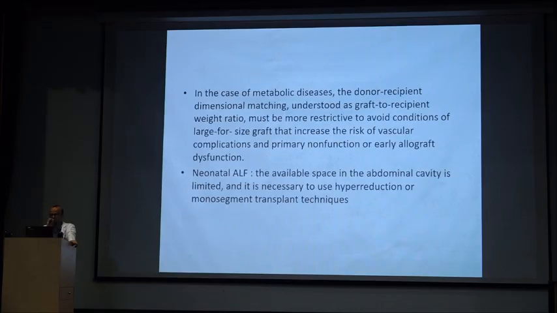Then in case of metabolic diseases, the donor-recipient dimensional matching is more important because these are small children, and they don't have portal hypertension, there is no hepatomegaly. So we have to look not just at the graft to recipient weight ratio, but be more restrictive to avoid large-for-size syndrome, which increases the vascular complications and primary non-function or early allograft dysfunction. Neonatal LT is another challenge. The available space is really low and reduction or hyperreduction techniques or monosegment transplant techniques are to be followed.